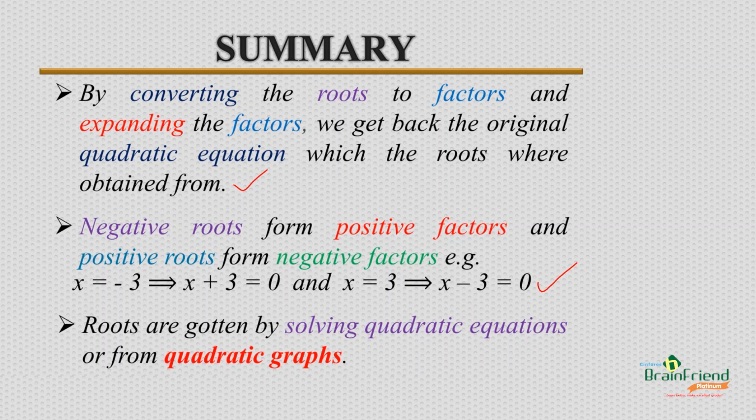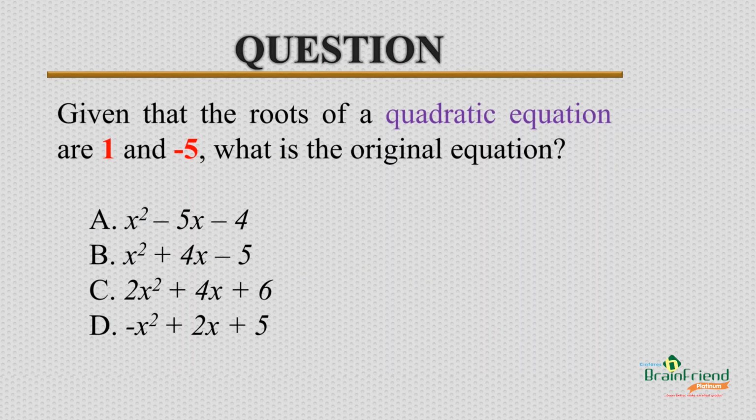Lastly, we know now that roots are gotten by solving quadratic equations or from quadratic graphs. Now let's try out some test questions. Question 1. Given that the roots of a quadratic equation are 1 and minus 5, what is the original equation? The correct option is B, which is x squared plus 4x minus 5.